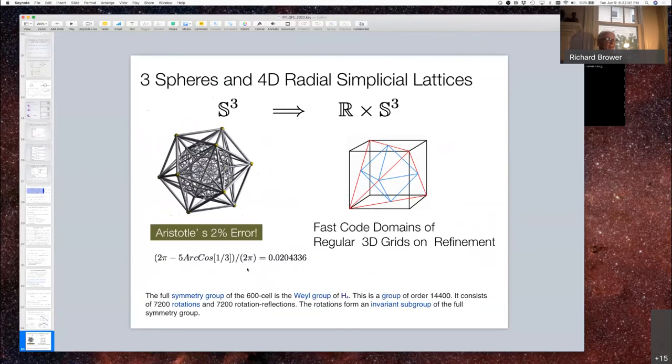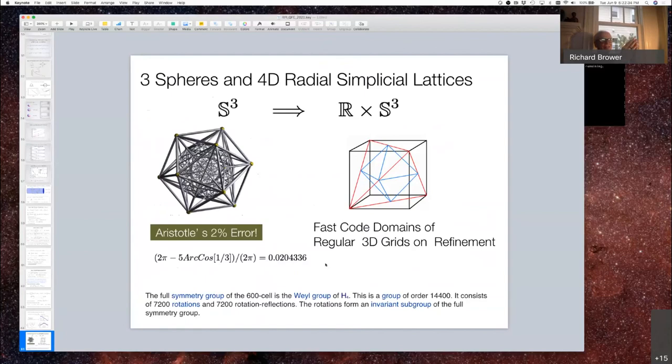It turns out that if you put five tetrahedrons together, swing them around an edge, they don't quite fill out the full 2π rotation. They're actually very close. In radians, they're 0.02, they're 2% off. And the fact that they don't quite fit is the reason that you have to fold them into a sphere to get them to fit. And so this is a very nice thing.